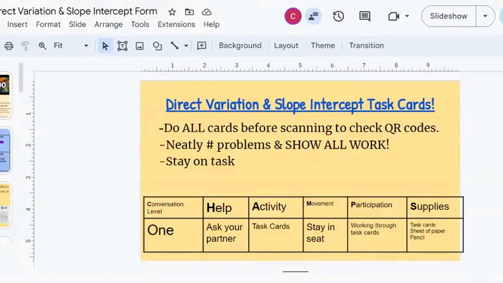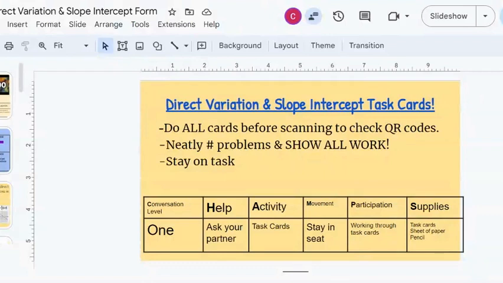So this will need to be in your table of contents. Make sure you put 1010, today's date, direct variation, slope-intercept form. You can write the essential question down. Pause the video. Give yourself some time to write it down.